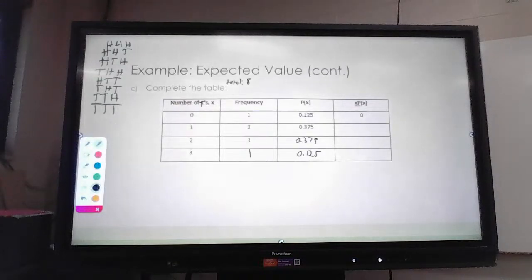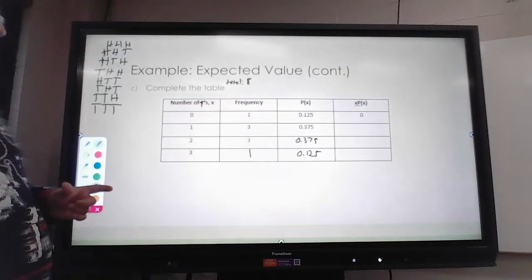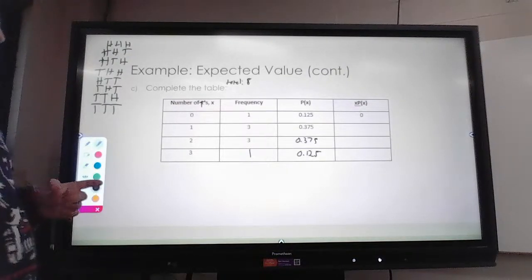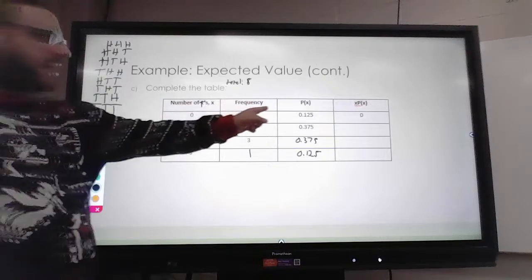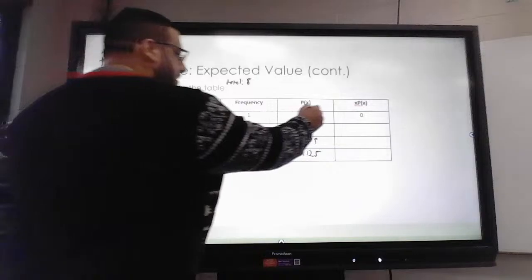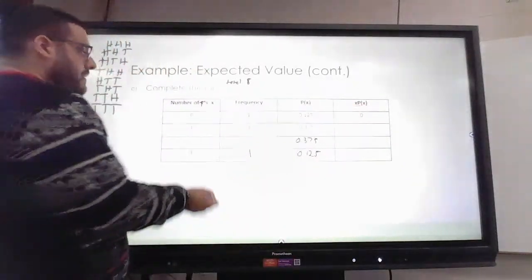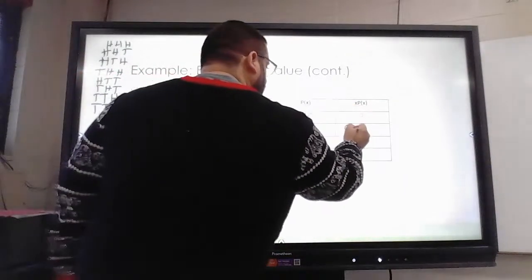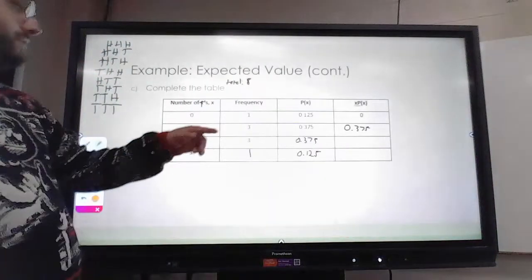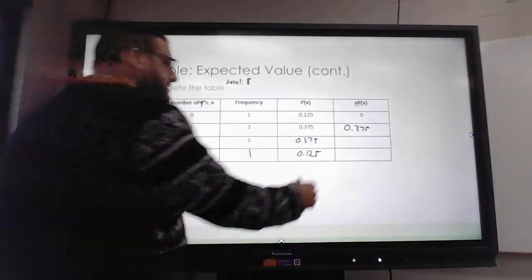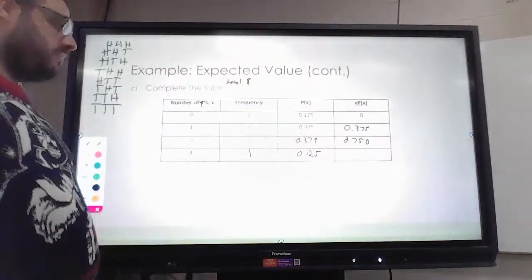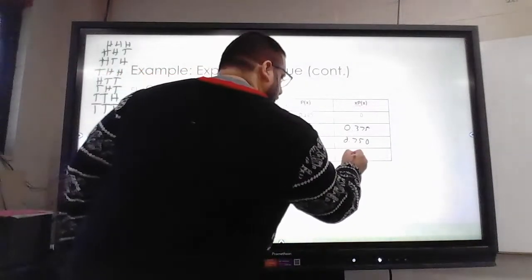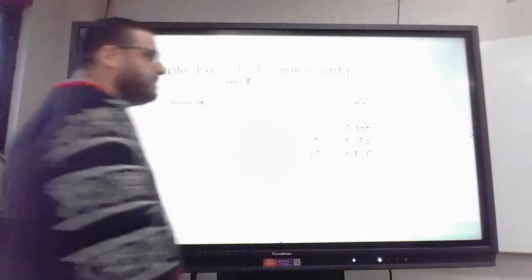Now comes the next step where we multiply each value of x by its probability. So 0 times this is 0, because anything times 0 is 0. 1 times anything is itself, so this will be 0.375. 2 times 0.375, that's 0.750. And then 3 times 0.125, that's 0.375.